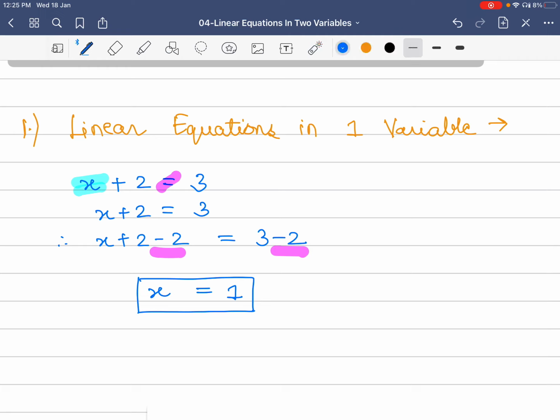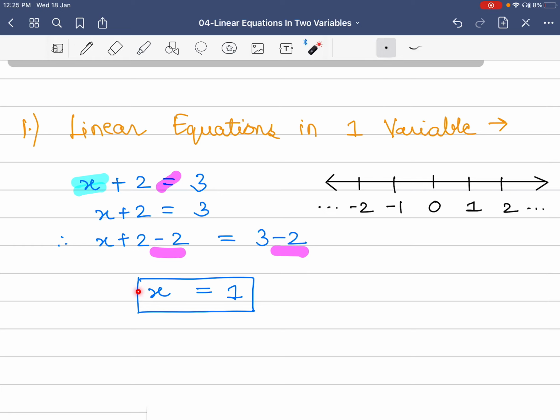Now, we can represent the solution of a linear equation on a number line. So let me try to draw a number line. So let's say this is our number line. Okay, we are going to note all the integers on the number line. So this is the 0 at the center. Then we have 1 here, we have 2 here, and we have minus 1 here, we have minus 2 here, and so on. Okay, so this solution of the equation x equal to 1 can be easily represented on the number line, which is here. So x equal to 1 will come on this point.